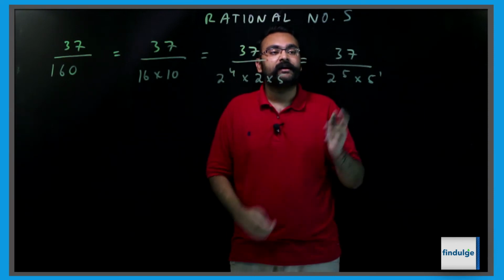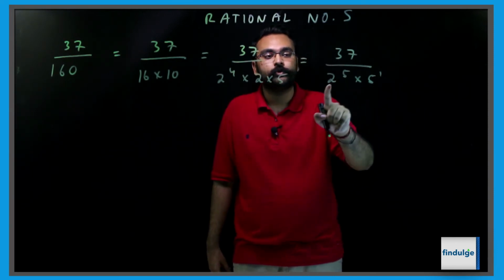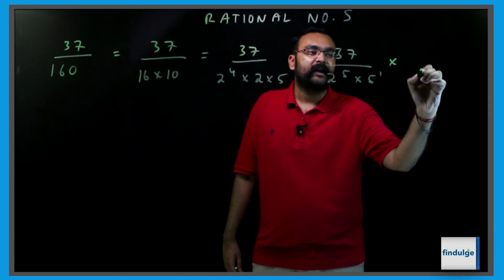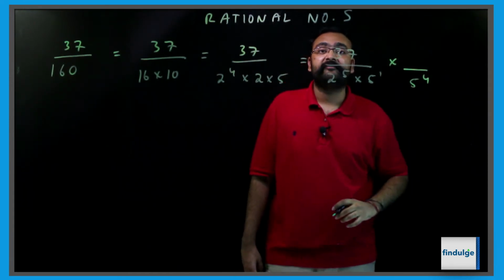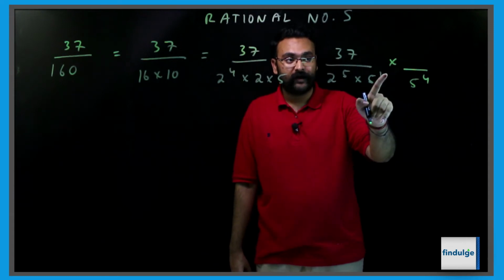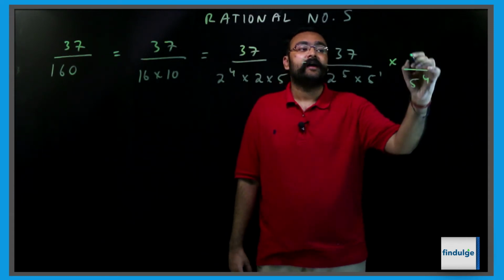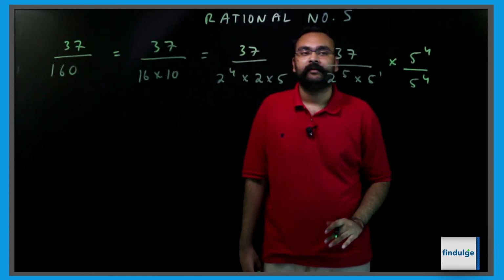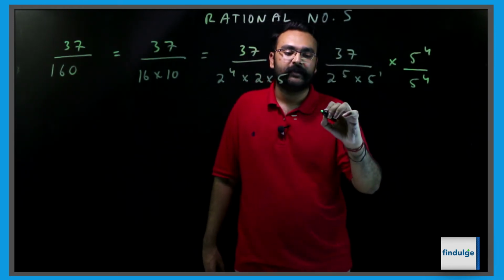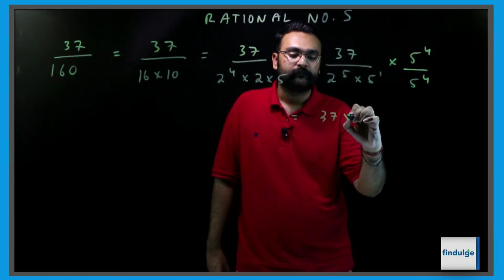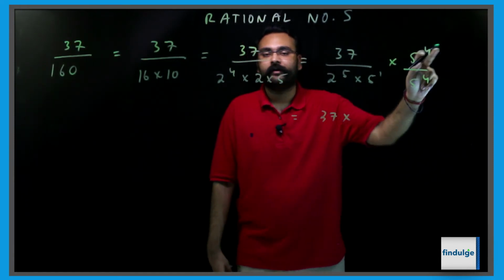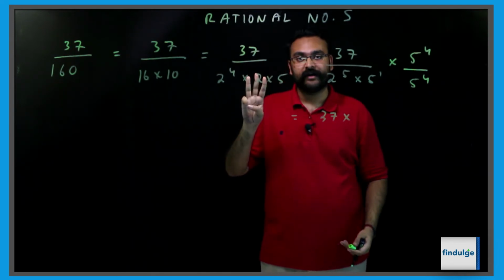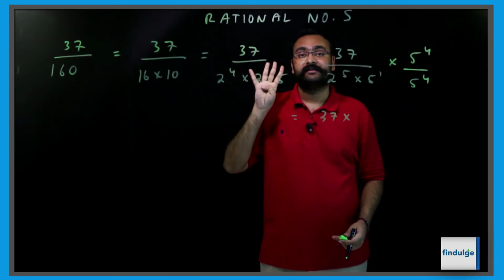So what we'll do is, our target is to get the 2 and 5 to have the same power. So if I want to multiply this by 5 to the power 4, that way it will become 1 plus 4, 5 to the power 5. I have to multiply my numerator also by 5 to the power 4. This way we can see that it becomes 37 multiplied by 5 to the power 4: 5, 25, 25 into 5, 125, 125 into 5, 625.